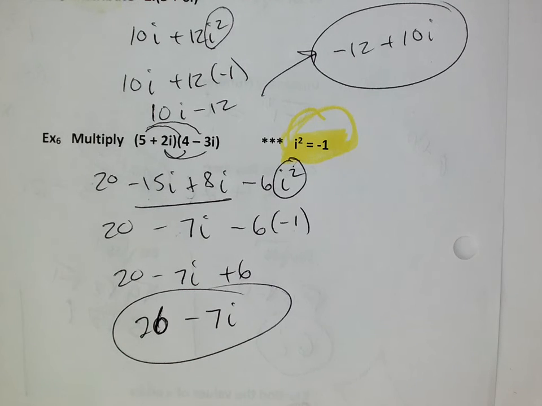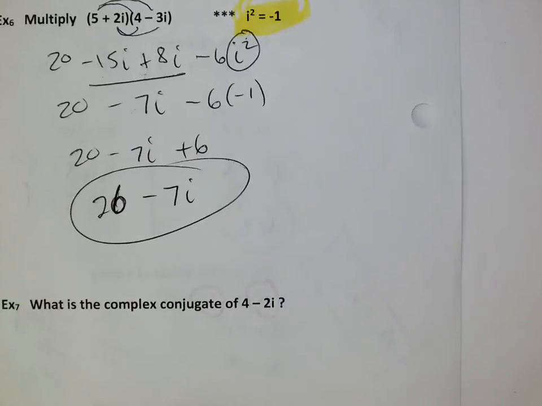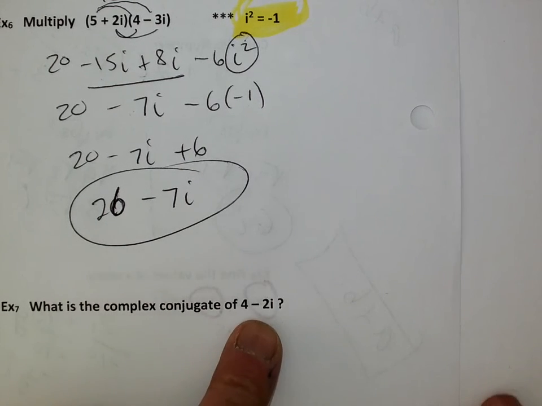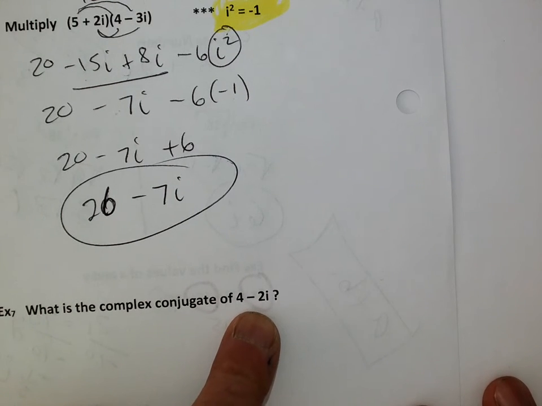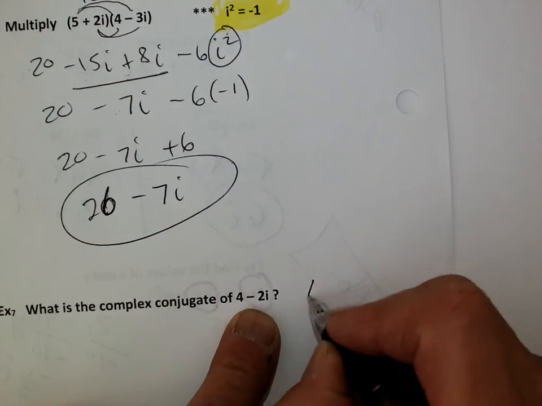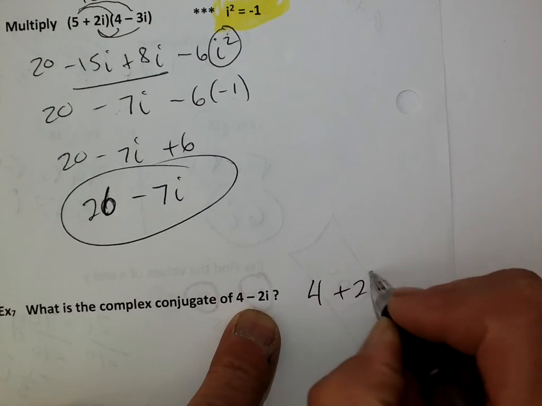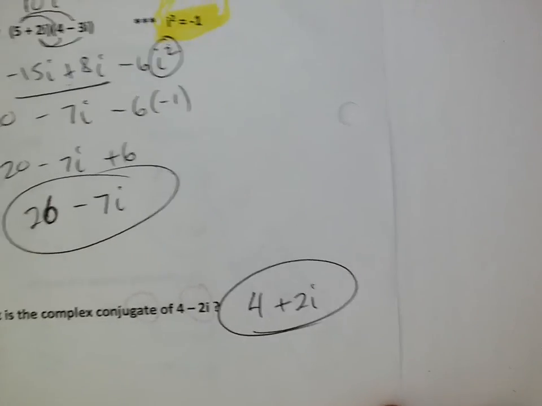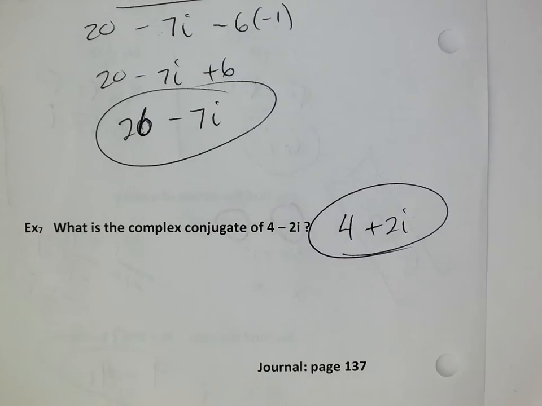Okay, almost done. This is not that hard, is it? As long as you remember i squared is negative 1, it's not bad. Okay. Now, here we go. What's the complex conjugate? Say again, Brett. What's the complex conjugate? 4 plus 2i.